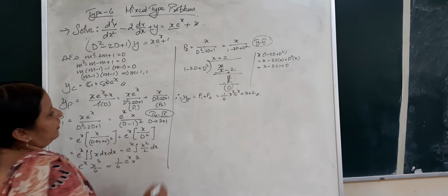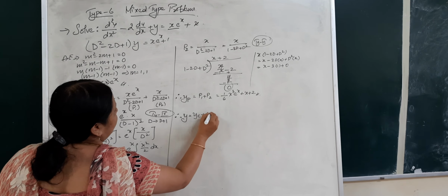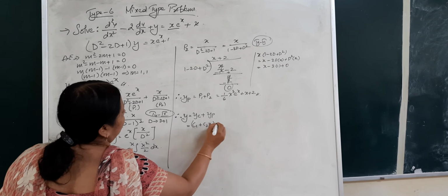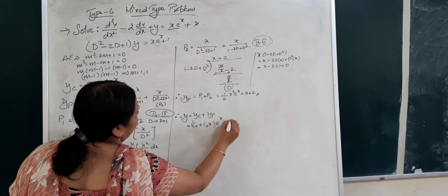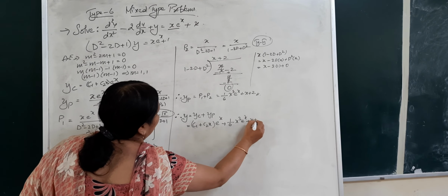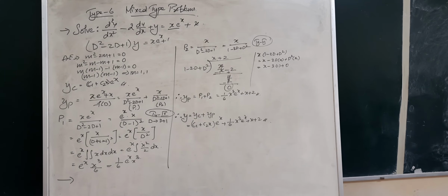Got it guys? Therefore our final solution, y is equal to yc plus yp, that is equal to (c1 plus c2x) into e power x plus 1 by 6 x cube e power x plus x plus 2. So further simplification is anyways not much possible. So you can just leave it as it is. Okay, understood? So this is one such question where you have all the types.